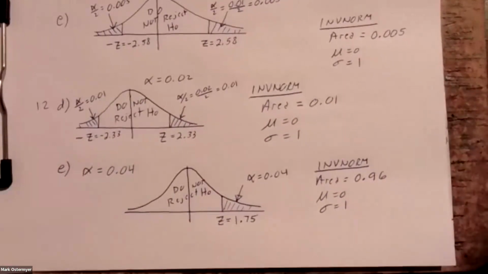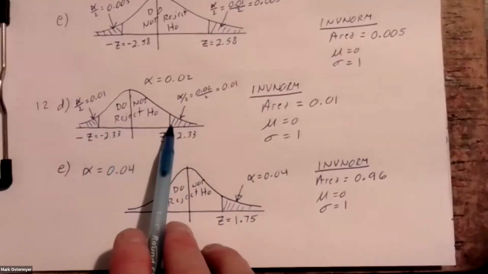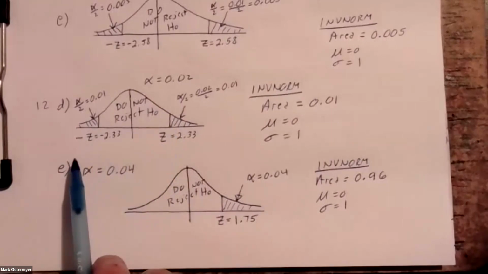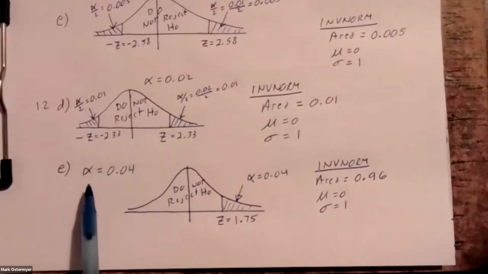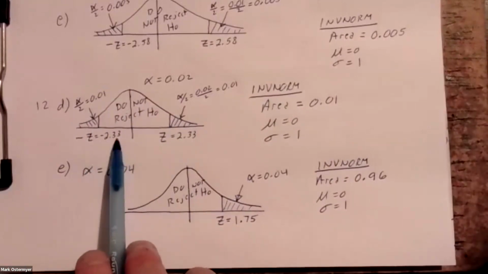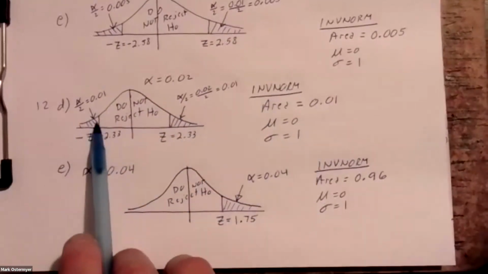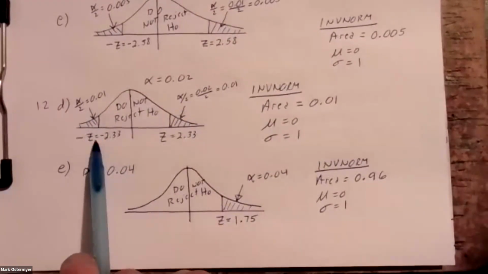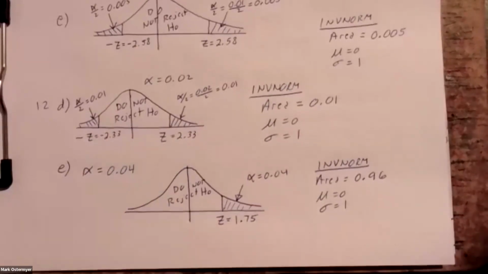Okay, so for 12D, they wanted us to find the critical Z values for a two-tailed test where alpha is at 2%. And therefore, we're going to have two rejection regions, one in the lower tail and one in the upper tail of the standard normal distribution, the size of which is going to be 2% divided by 2, which is 1%. Okay. And then to find these critical Z values, I went to my inverse norm function and I typed in an area of 0.01 being to the left of my lower critical Z value. And I got negative 2.33. And therefore, by symmetry, the upper critical Z value would be positive 2.33. Did we get those values there?